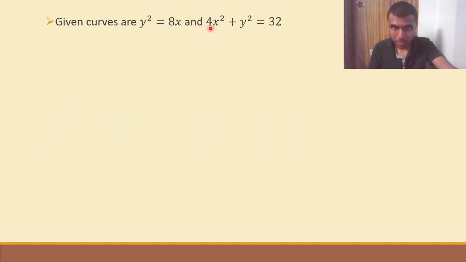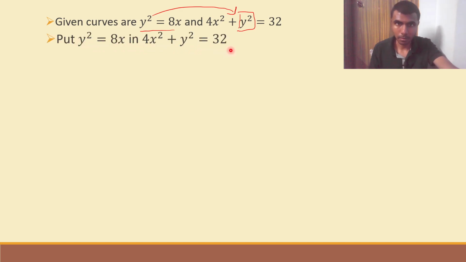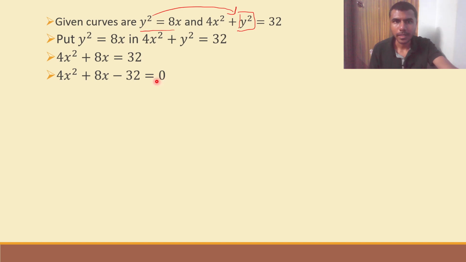So given curves are y square equal to 8x and 4x square plus y square is equal to 32. Now how to solve? To get started, y square is 8x, and here I have y square. So put y square equal to 8x in this. If you do that, 4x square plus 8x is 32. Now bring 32 to the LHS. Next, I'm taking 4 common, because it will make things easier.